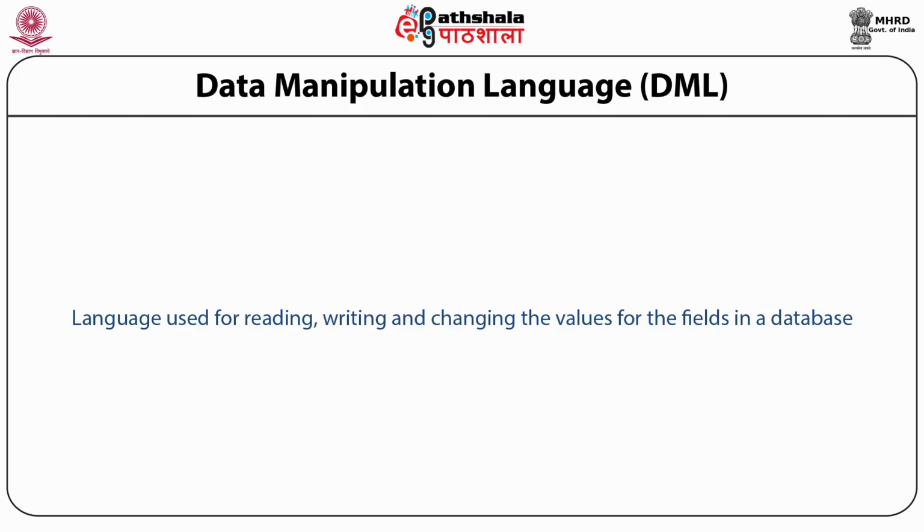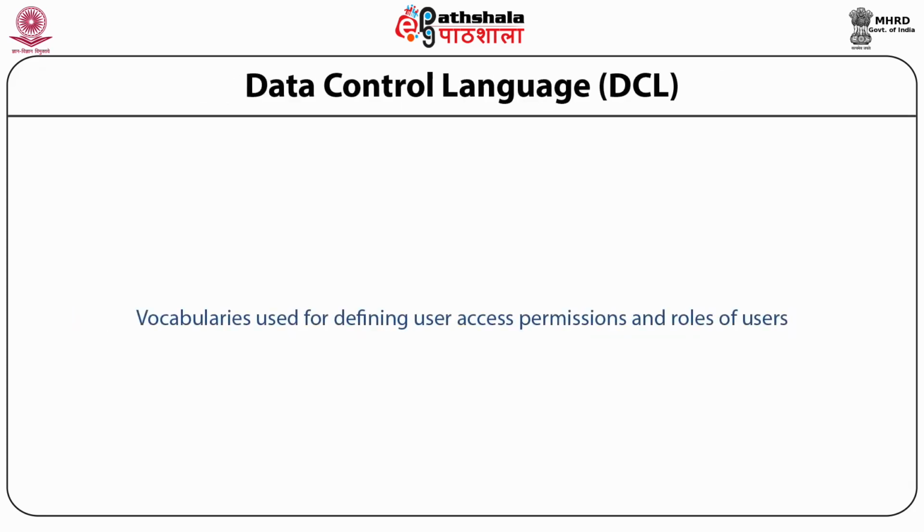the database. Basically, any kind of insertion, deletion in the database is done through data manipulation language. Data control language, DCL. DCL basically is vocabularies used for defining user access permission and roles of users. Normally in any database management system, we have different users, and not only that, we have different levels of users with different levels of permissions associated with the users.